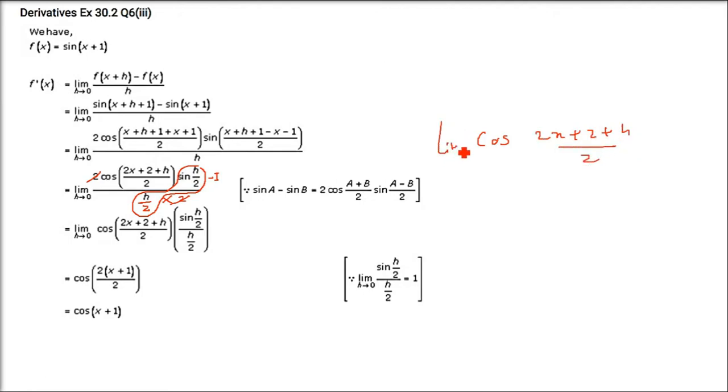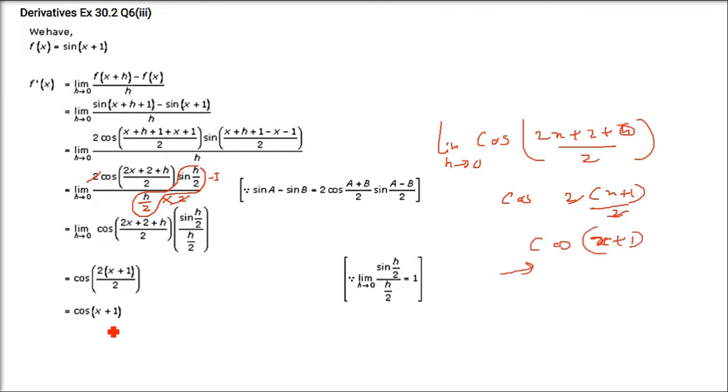Now I apply the limit, h tends to 0. So just put h as 0: (2x+2)/2. You can take 2 common, (x+1), 2 gets cancelled, you have cos(x+1). Only cos(x+1) will come. This is cos(x+1).